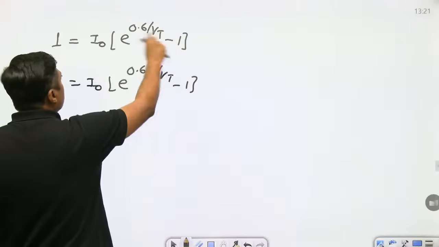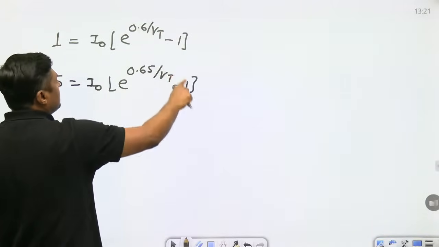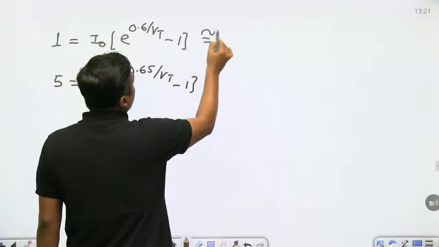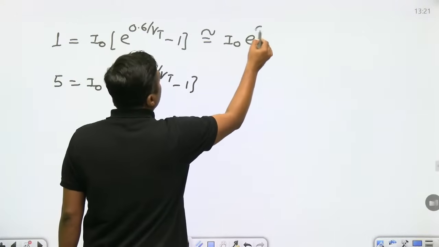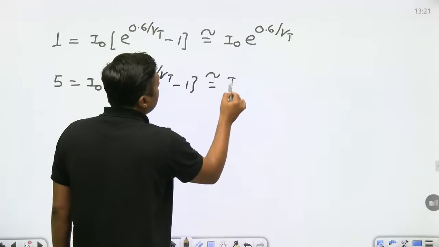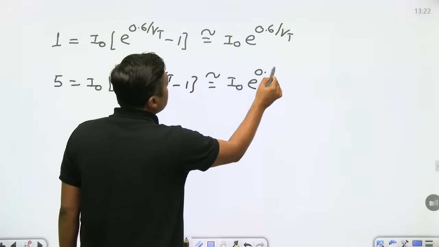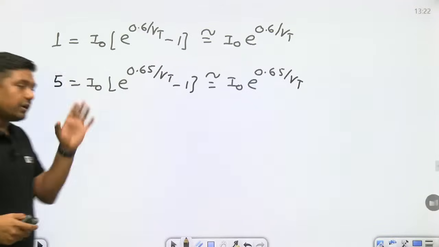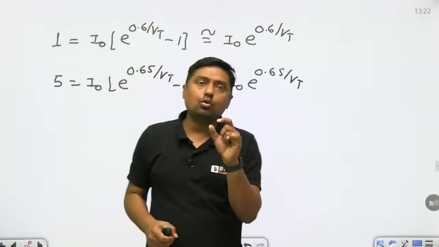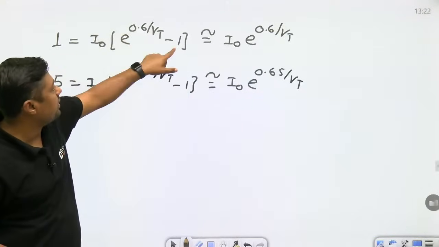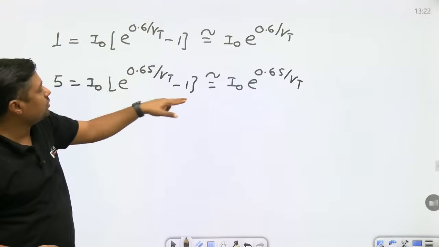But remember, because the current is very large, you can neglect this term, the 1. Then it is nearly equal to I naught e raised to power 0.6 by Vt, and I naught e raised to power 0.65 by Vt. Because when it is forward bias, this value is very, very large as compared to 1, that's why you can neglect 1.